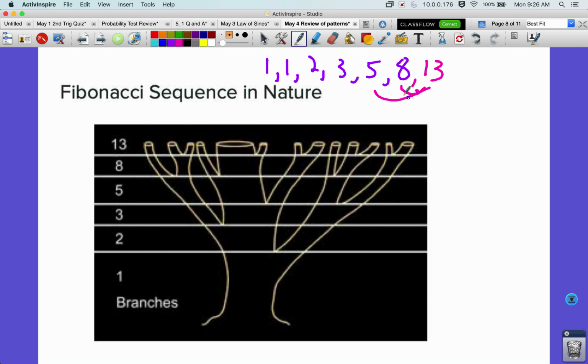And if I add the 8 and the 13, I can find the next term. Together they make a 21 and then a 34 and so on.